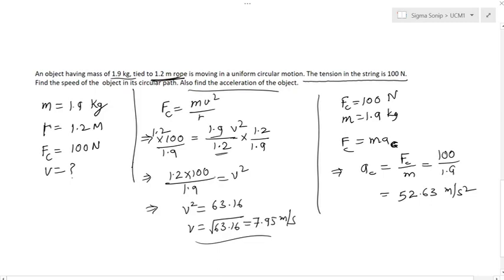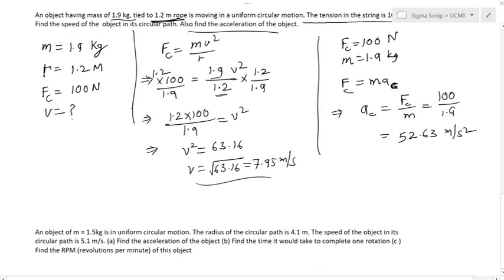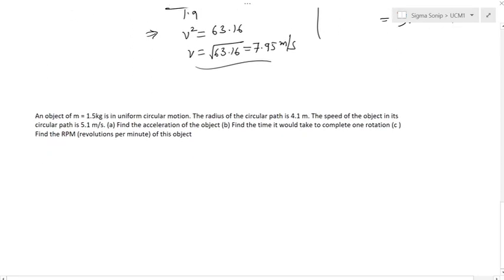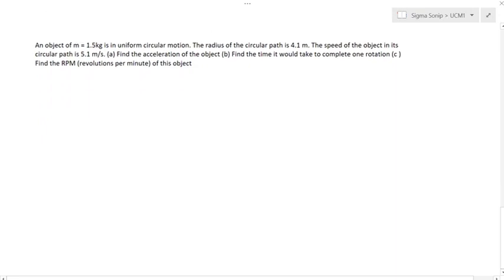Let's look at one more problem. This is slightly different. So this time you got an object, 1.5 kilogram, radius is this. Some of the information in these questions is not needed, and in fact we are not using those. We are not finding acceleration and centripetal force here. Let's take a look. The radius is this and the speed of the object is 5.1 meters. So let's write this down.